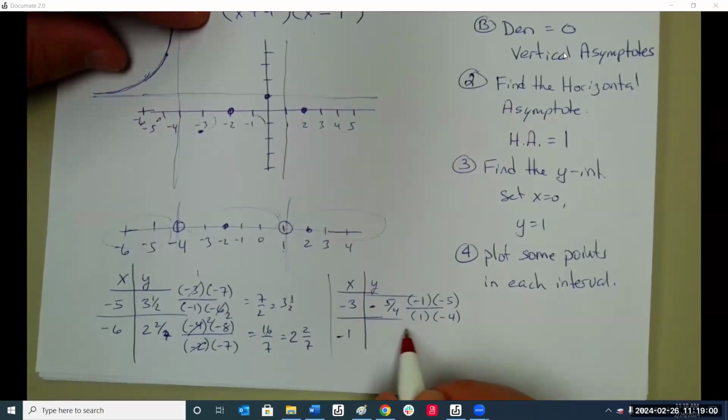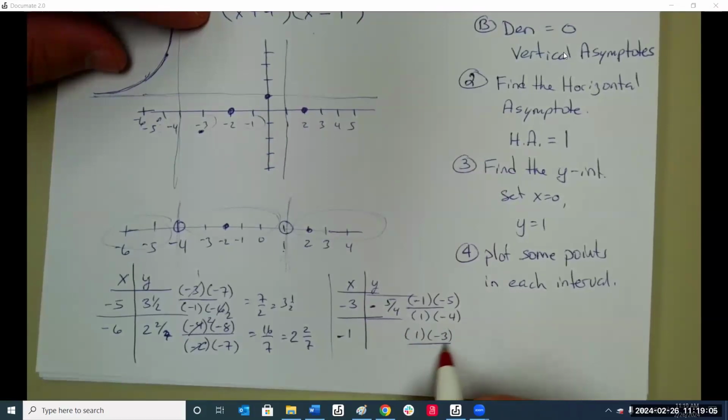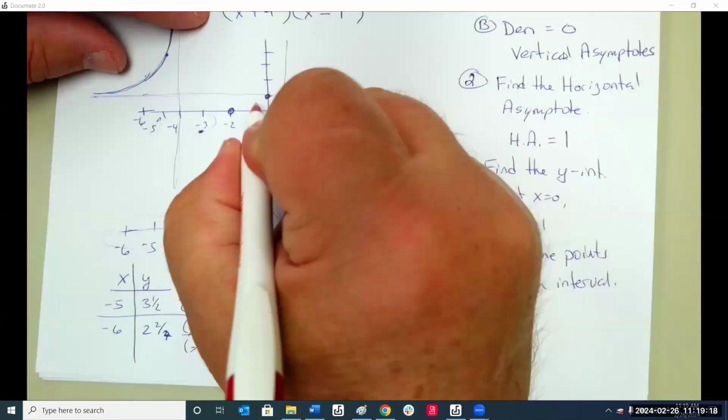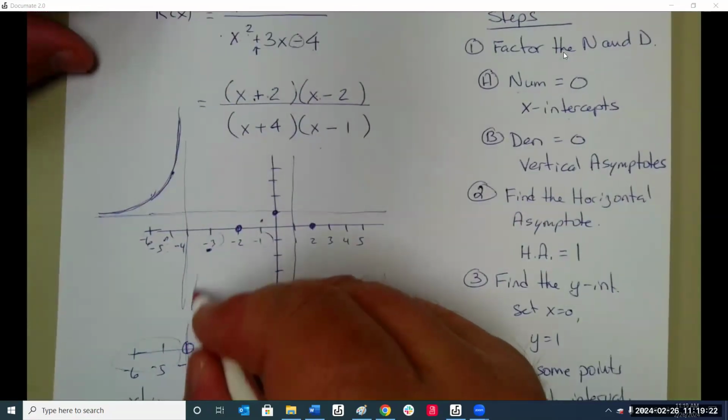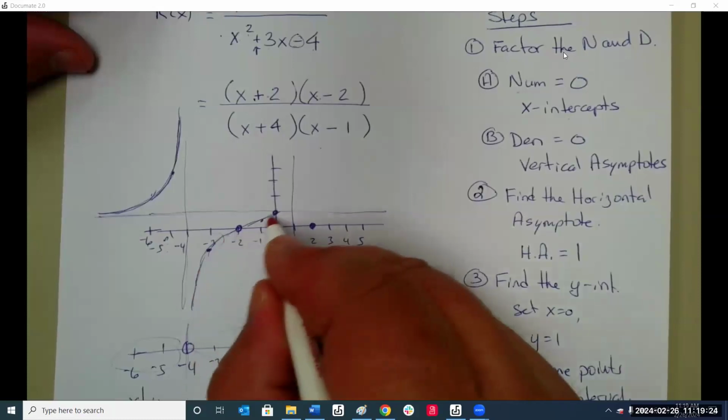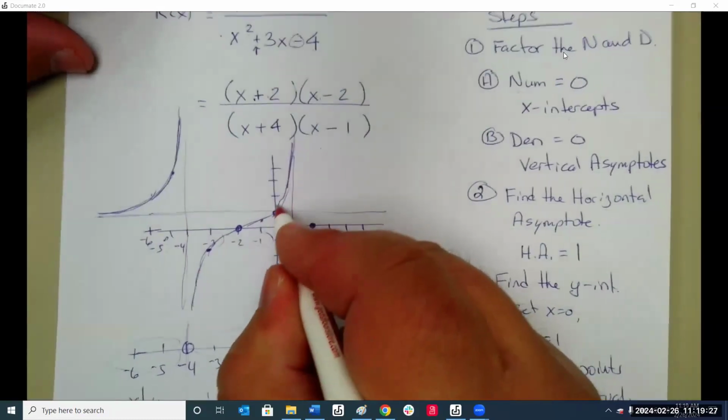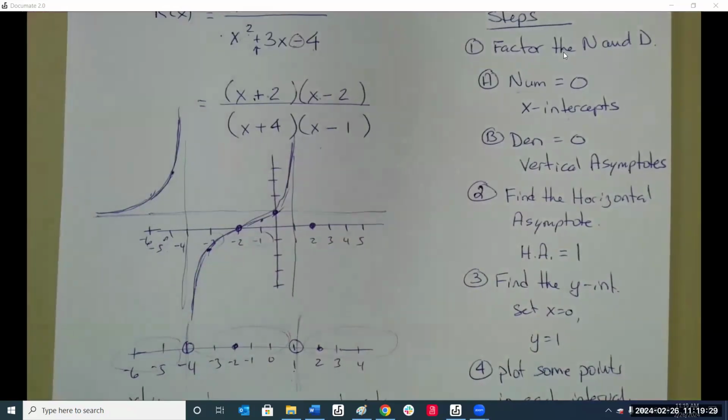And at -1, we'll have 1, -3, 3, -2. Negatives cancel. The answer is 1/2. So in this middle segment, our graph will look something like this. It has that shape.